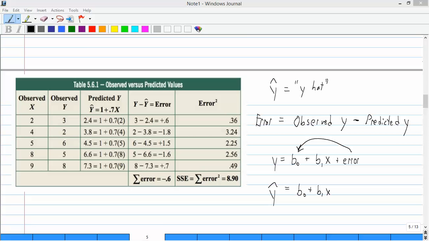The sum of squared errors, you see that in here? This column here, the error squared, just takes the error and squares it. You know what that does, that makes all the values positive. And you can see how you get that. You just take y minus y hat gives you the error, and then you square that, you get what's called the sum of squared errors.